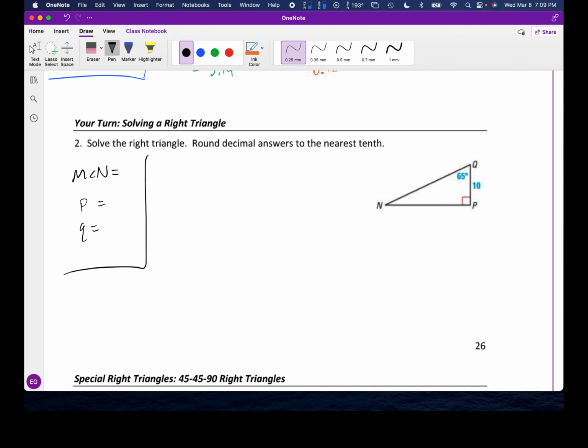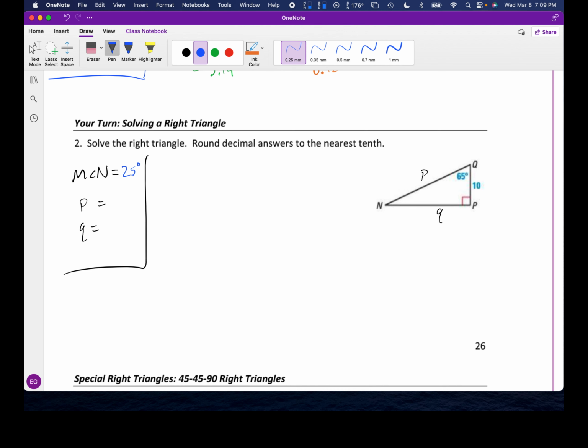So here's P, Q, and N. That's what I'm trying to find. So side P is the hypotenuse, side Q is across from the 65, and then angle N is what I'm trying to figure out. So I'm going to do 90 minus 65 in order to get angle N, and that's going to be 25 degrees.